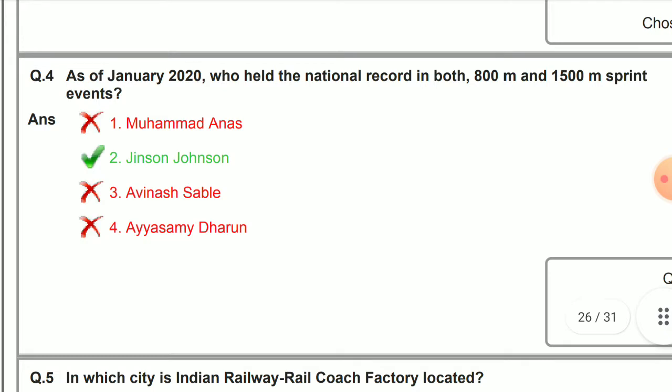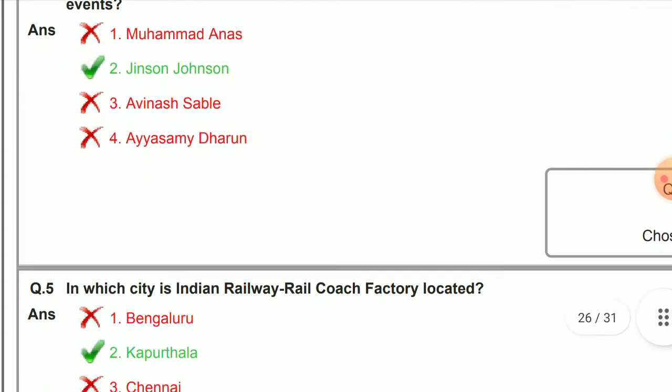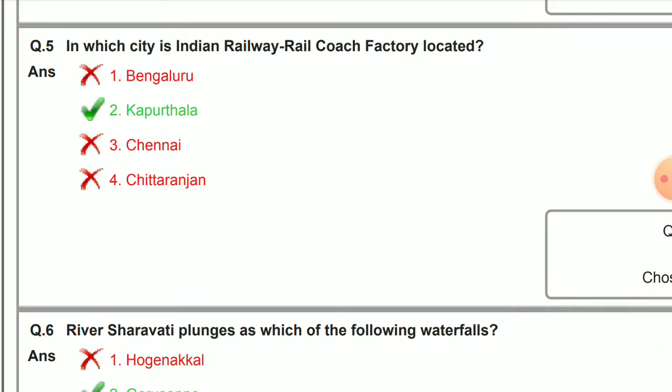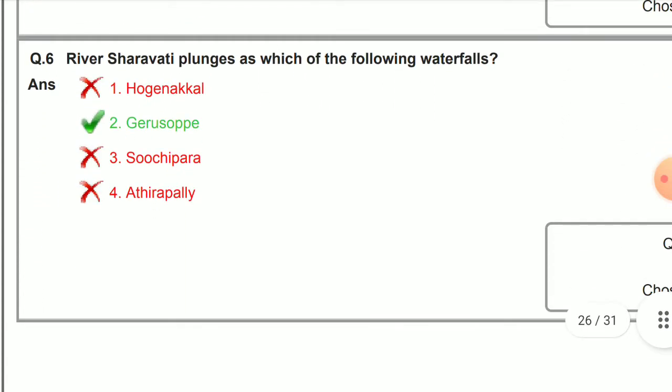Question 4. As of January 2020, who held the national record in both 800 meters and 1500 meters sprint events? Answer is Jinson Johnson. Question number 5. In which city is Indian Railway Rail Coach Factory located? Answer is Kapurthala.